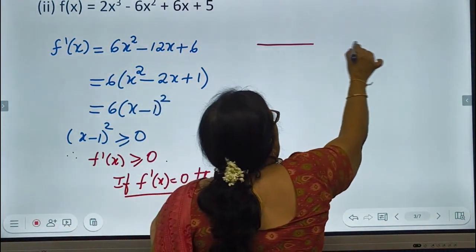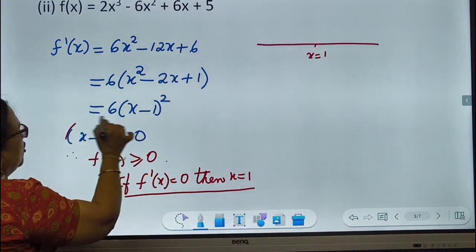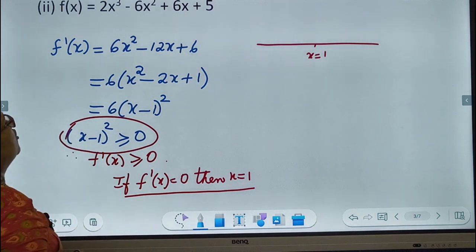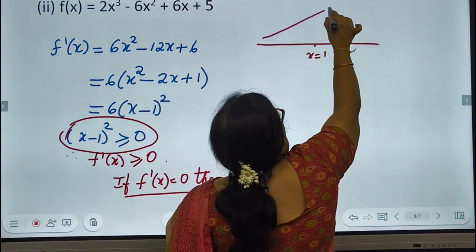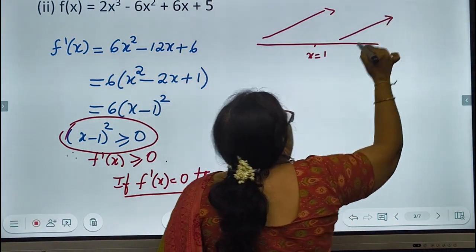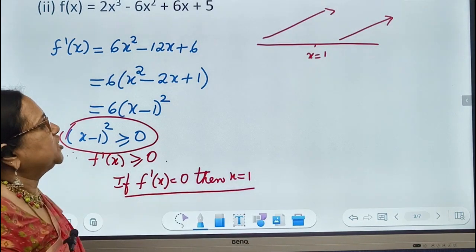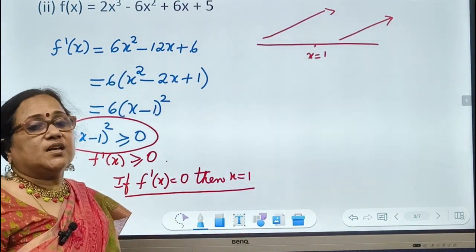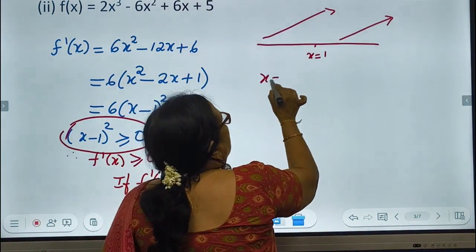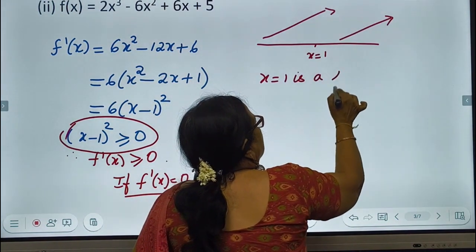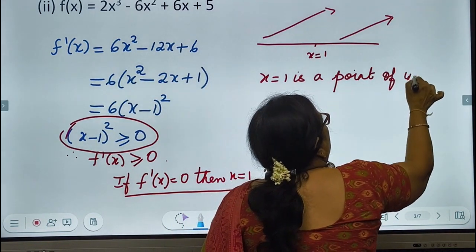Now, let us see what happens to the left and right of x equal to 1. I have already mentioned that this is a positive quantity. Being a square, it is a positive quantity. So f dash of x is always positive. So it is increasing. So if you get this and still have a critical point at x equal to 1, we have also discussed examples with cubic functions to say that x equal to 1 is a point of inflection. What is x equal to 1 called? It's called a point of inflection.